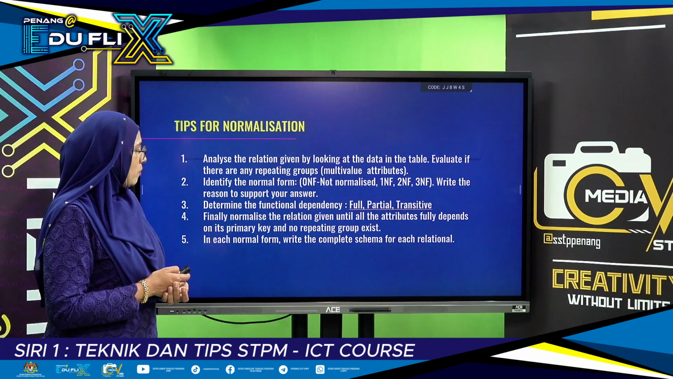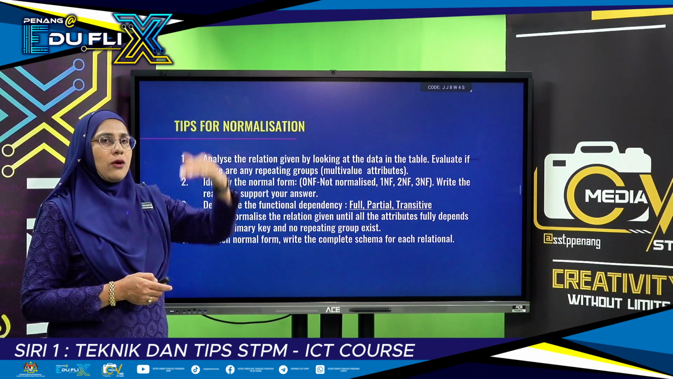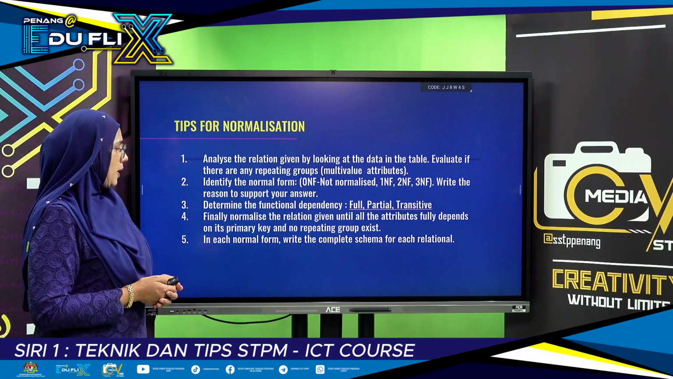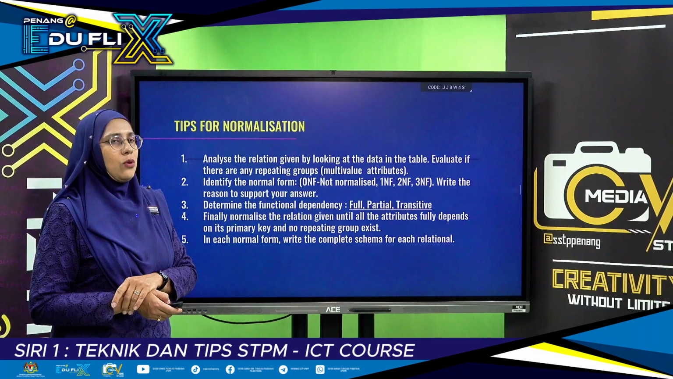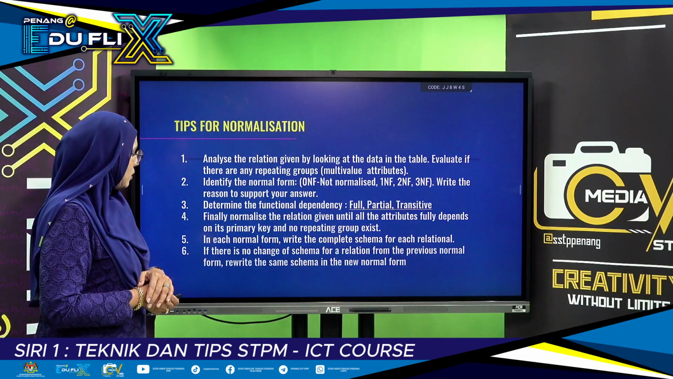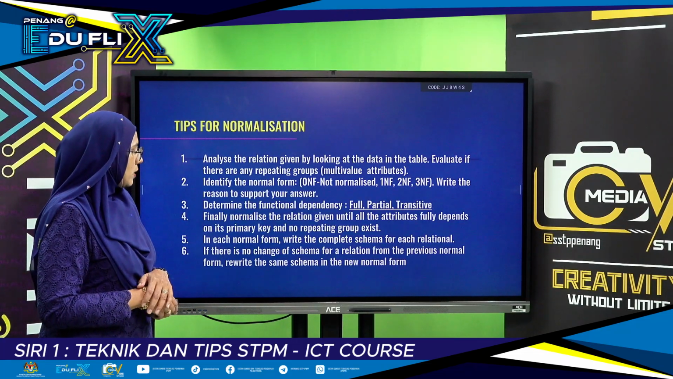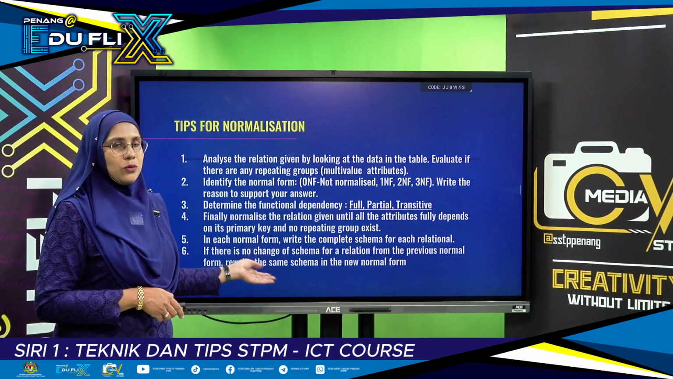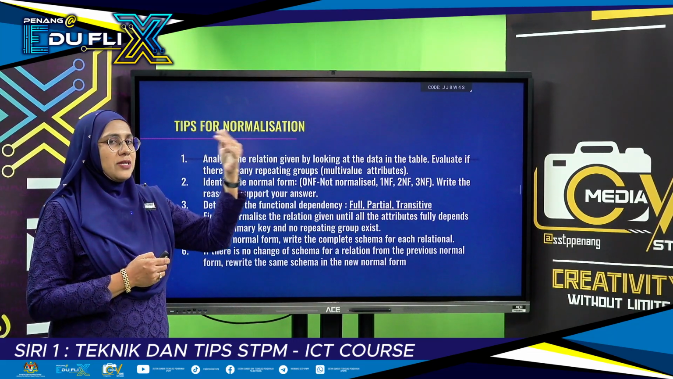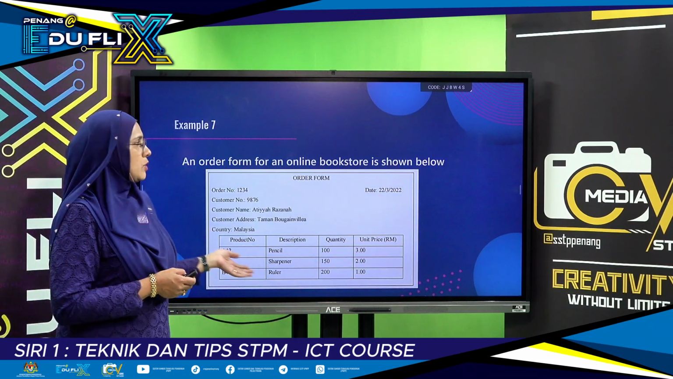In each normal form, write the complete schema for each relation. So this is important. At the end of each normal form, you have to rewrite the schema. Until you finish all 3 normal forms, you have to rewrite all the schemas. If there is no change to the schema for the relation from the previous normal form, rewrite the same schema in the new normal form. So at the end, you must have all those schemas from first, second, and third normal form. Okay, so let's analyze this question.